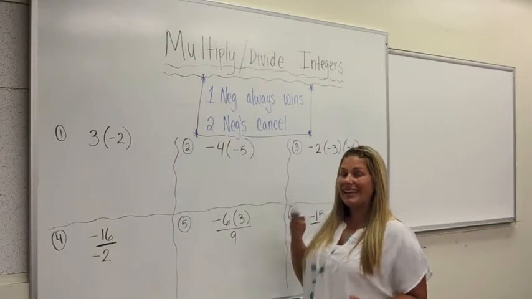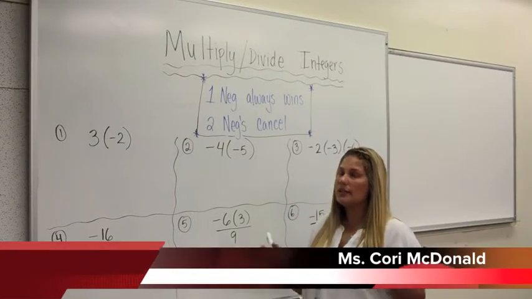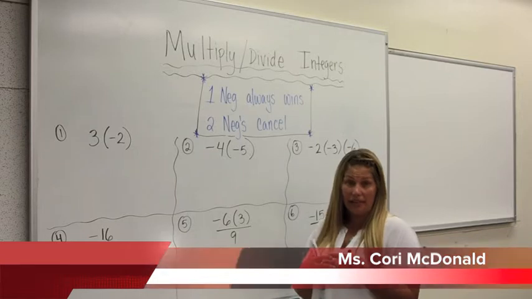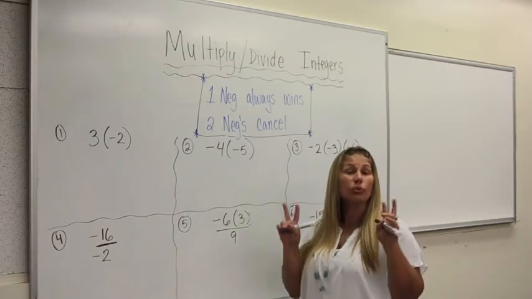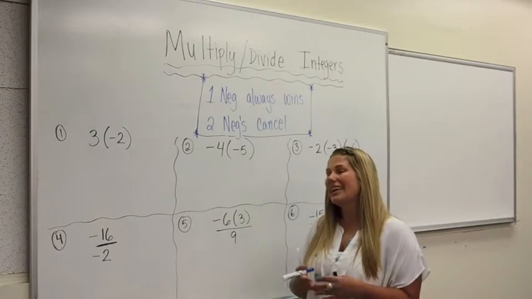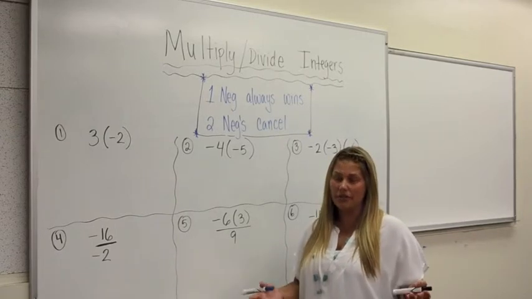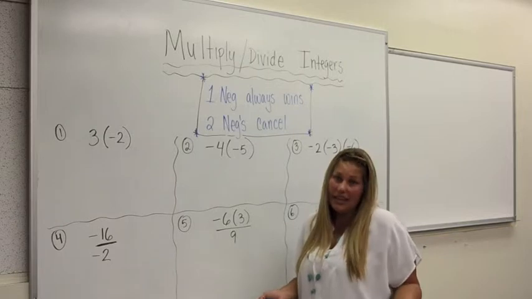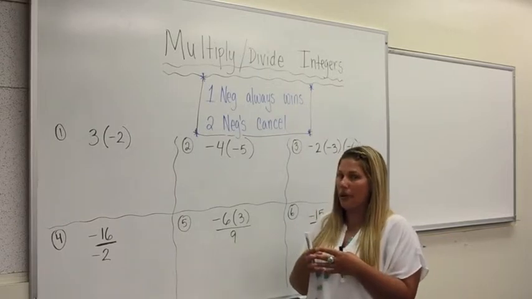This is on multiplying and dividing integers. The reason I put multiplying and dividing together is because they have the same rules to follow when we're using those integers. And remember, integers is just a fancy word for positives and negatives. It includes those negative whole numbers.